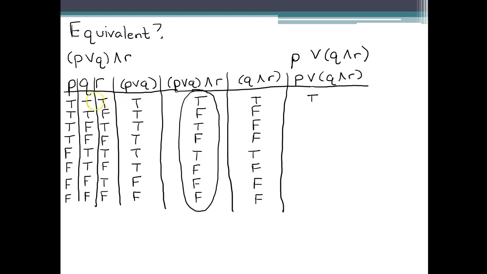P or Q and R. Okay, let's do this again. True or true is true. True or false is true. True or false is true. True or false is true. False or true is true. False or false is false. False or false is false. False or false is false.